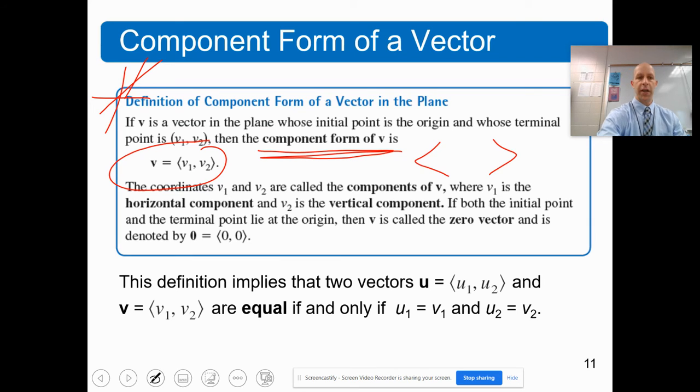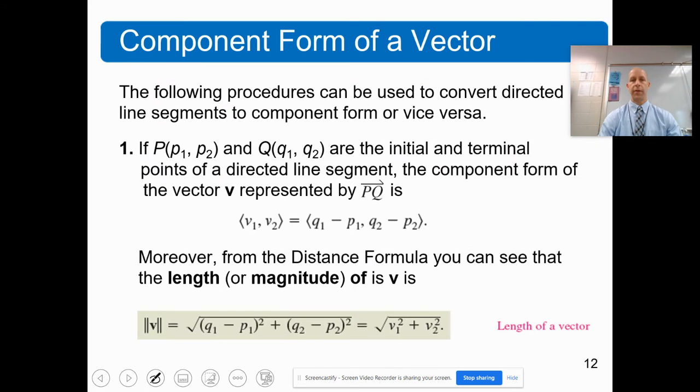So this definition implies that two vectors u and v are equal if and only if u1 is equal to v1 and u2 is equal to v2. By the way, we're talking about vectors here, not directed line segments. So the following procedure can be used to convert a directed line segment to its component form and vice versa.